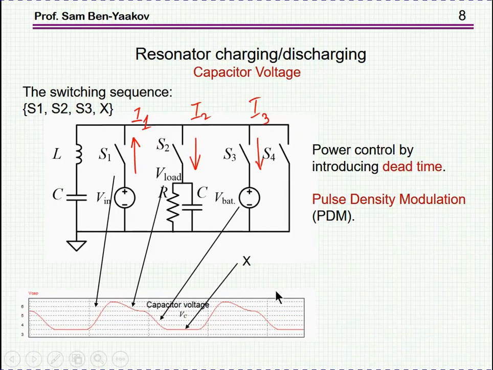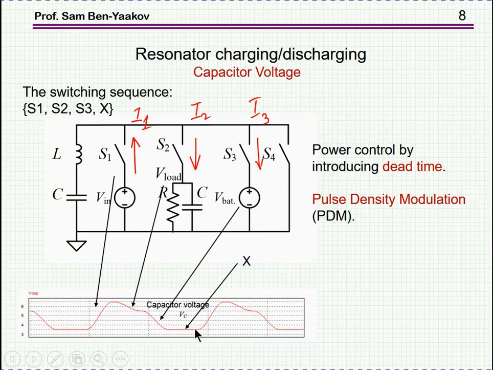Here I'm showing the capacitor voltage in more detail. During the turn on of this source, the capacitor is charging. During the S2 period, we have energy coming off the capacitor, so it's partially discharging. And then we have energy going into the battery and the capacitor is still discharging.